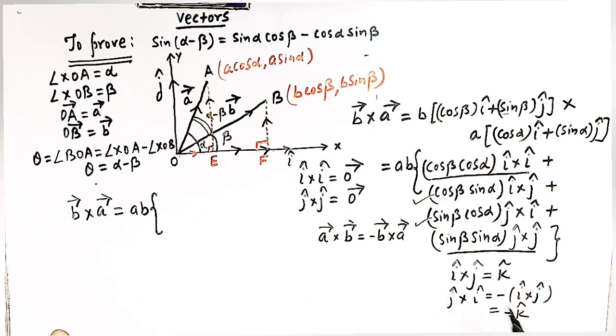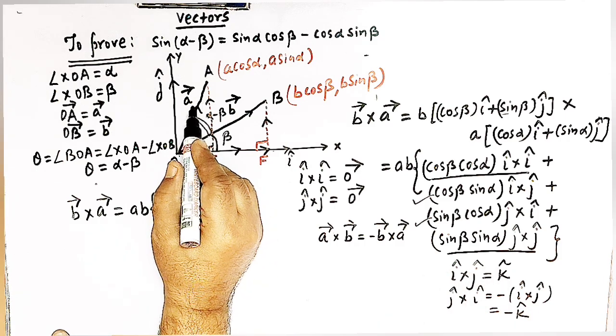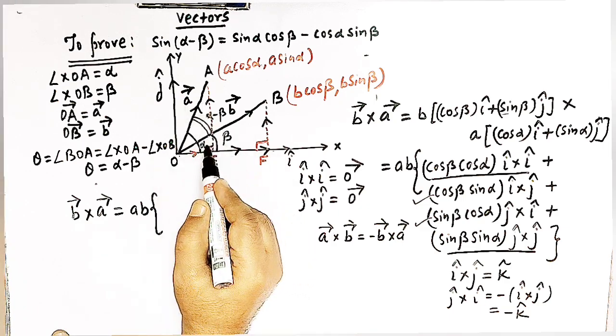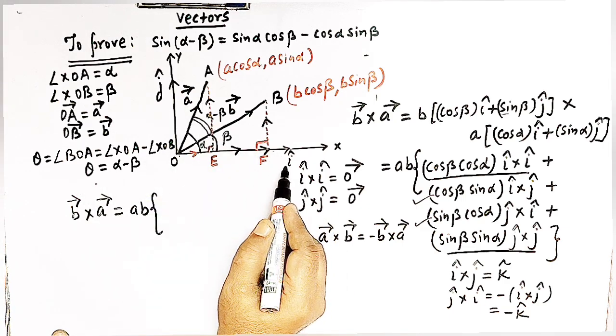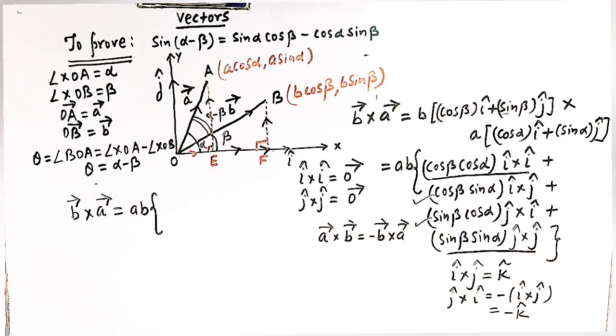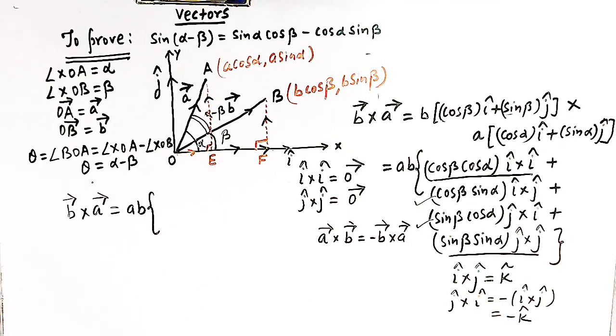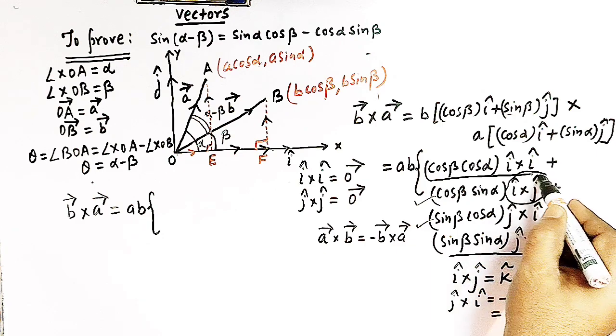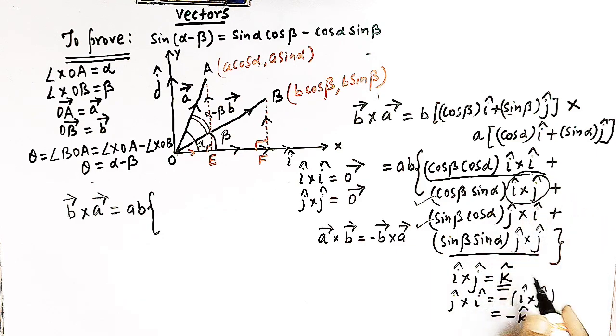Here it is important to note that the cross product of i and j vectors is equal to vector k, and these are unit vectors. This vector k is perpendicular to the plane containing vector a and vector b, or vector i and vector j. So now we can replace i cross j by k cap, and j cross i by minus k cap.